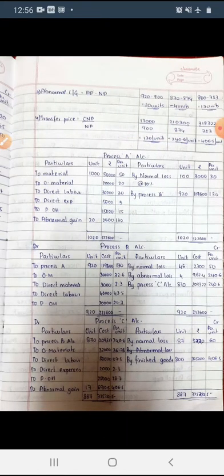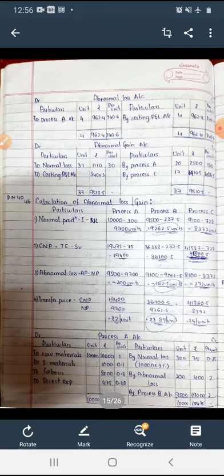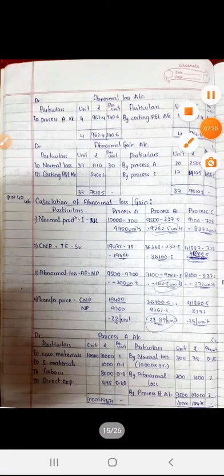You can adjust 37 into per unit is how much? Normal loss under the process A, 30. 37 into 30, how much? 1000. You can adjust only the 37 units under the A, and the remaining you have to write here. Remaining transfer to the costing profit and loss account. This is the abnormal gain account, okay.